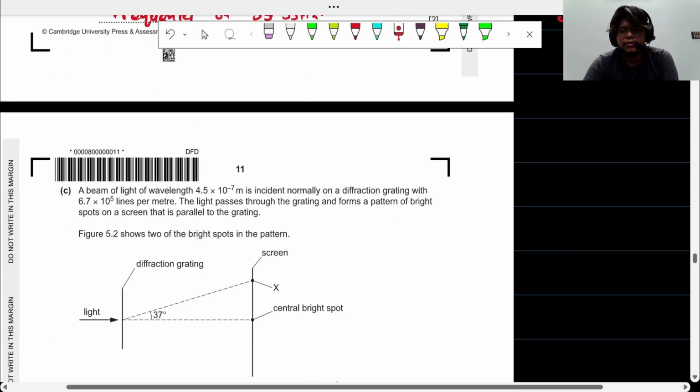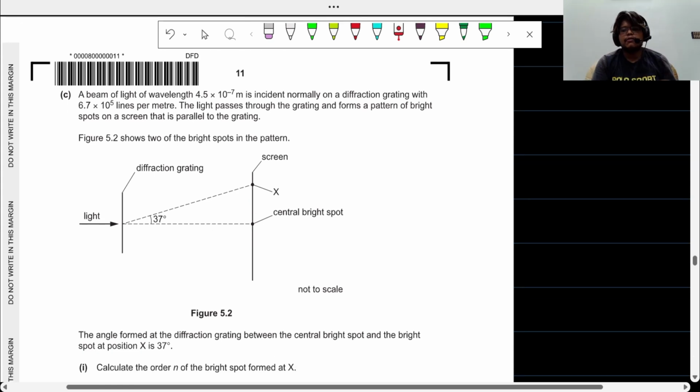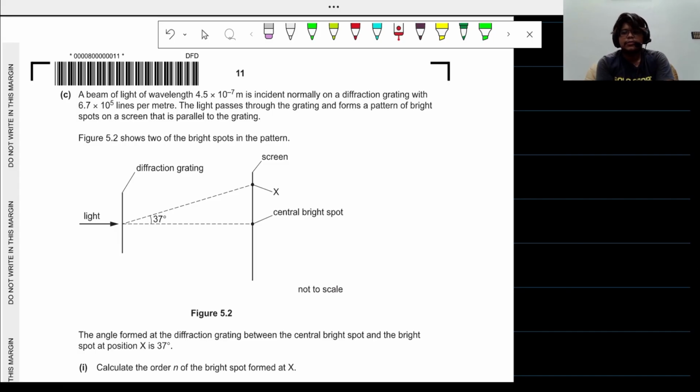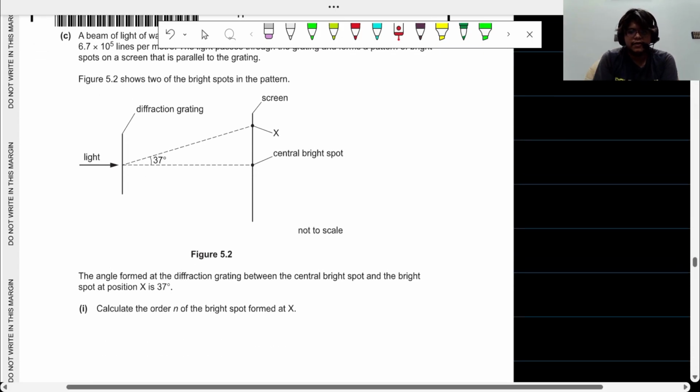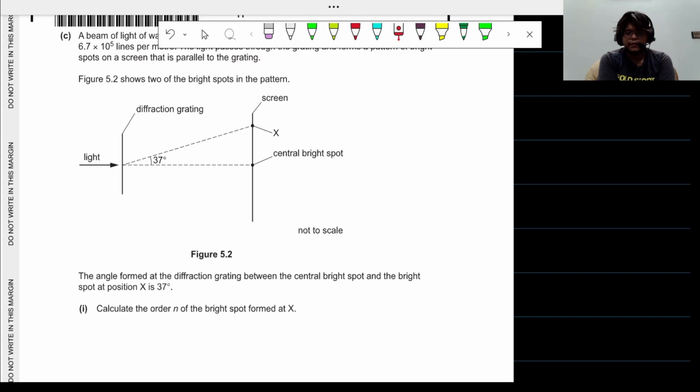Okay, then it says in C, we have a beam of light which has a wavelength of 4.5 times 10 to the power minus 7. It is incident normally on a diffraction grating, which has 6.7 times 10 to the power 5 lines per meter. So these are the number of lines that we have. It passes through the diffraction grating, and then we have bright spots. The angle formed at the diffraction grating between the central bright fringe and the bright spot at position x is 37. So we need to find the order.